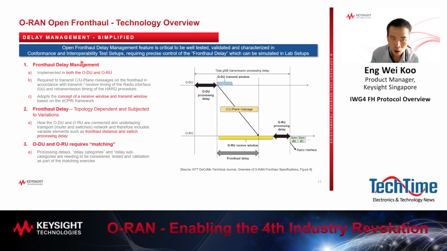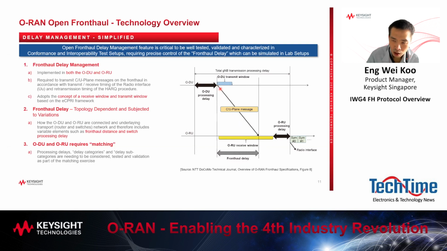So working group 4 within the Open Front Haul specs has actually designed in a key feature. It's called front haul delay management. It's being implemented within the ODU and the ORU. So this picture, right? We basically reference from one of the very good journals that was published by Docomo. It's a public reference. The ODU would actually have a processing delay, right? And then you will start to look at the implementing. So within the ODU and ORU, you would actually have a transmit window and receive window.